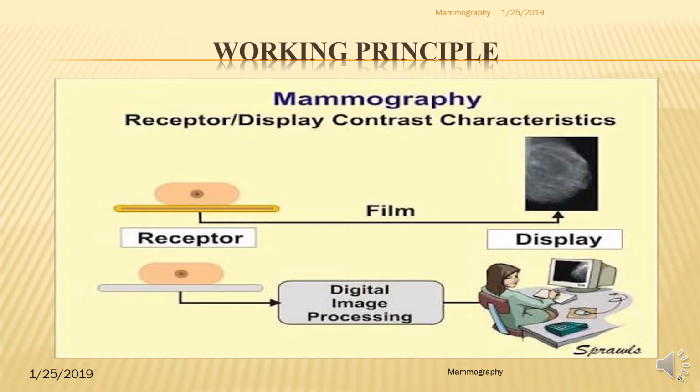This one is the working principle of mammography: receptor, display, contrast characteristics. There are receptors here which collect a signal from the breast, and these coming signals from the receptor are processed by a digital image processing device, and the processed image will be displayed on the display to the physician or the radiologist, and it will be displayed by the film to the patient.